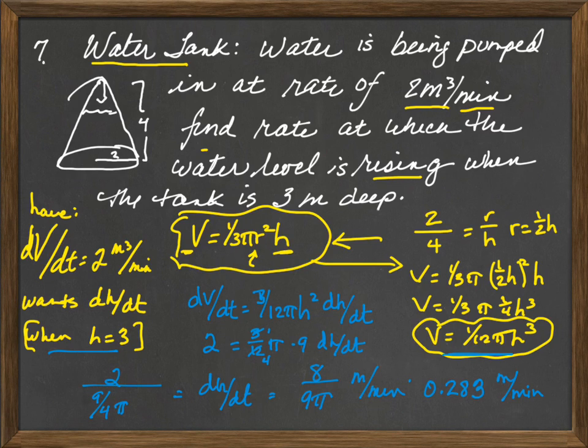The answer key that was given on the last page of your homework had it in decimal form, so 0.28, I think it had meters per minute. But that's the same thing as 8 over 9 pi. So that's number 5 and number 7.